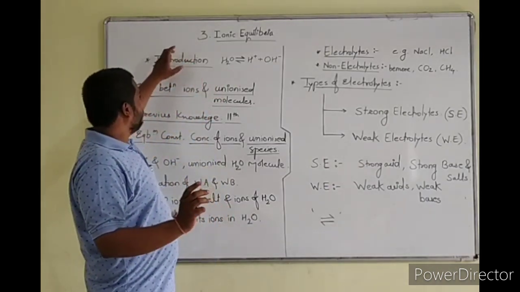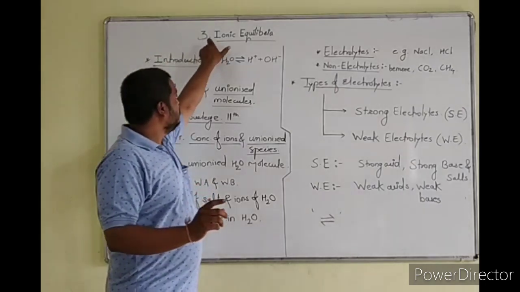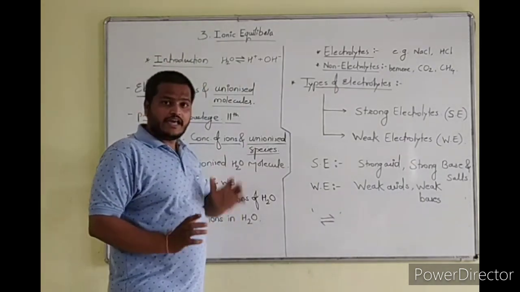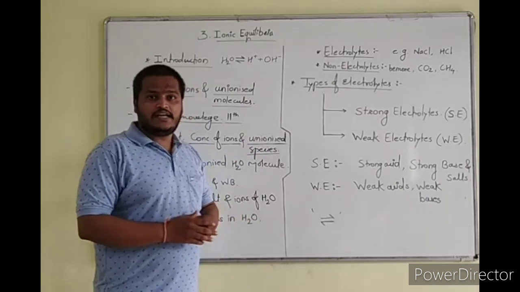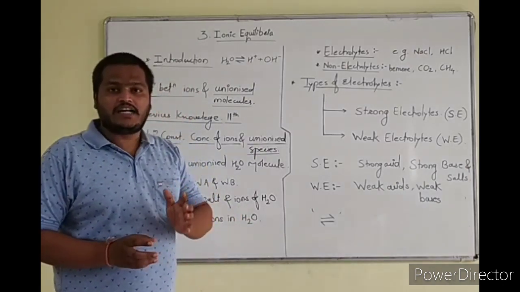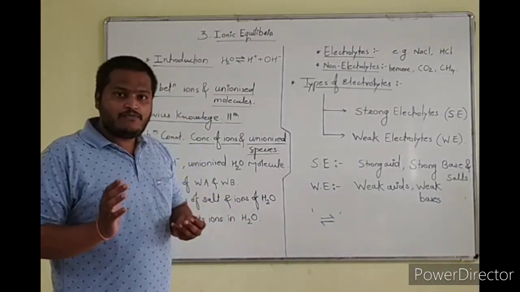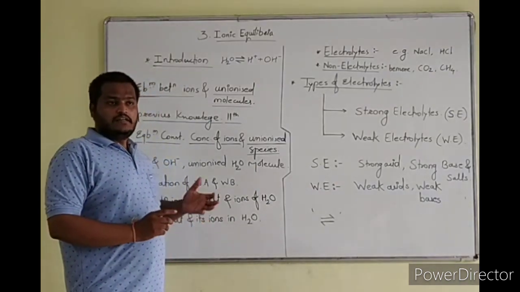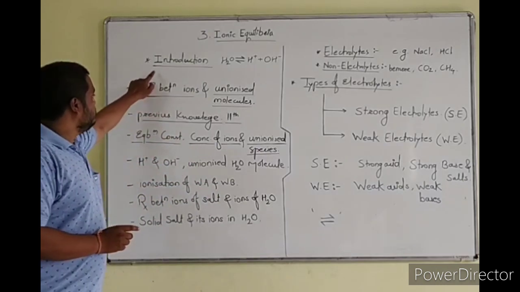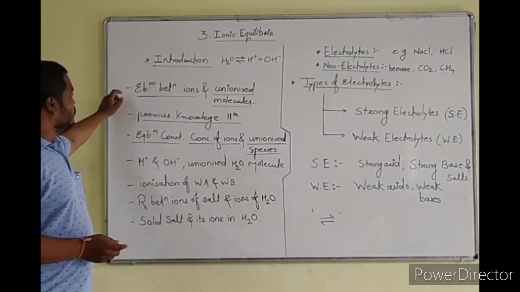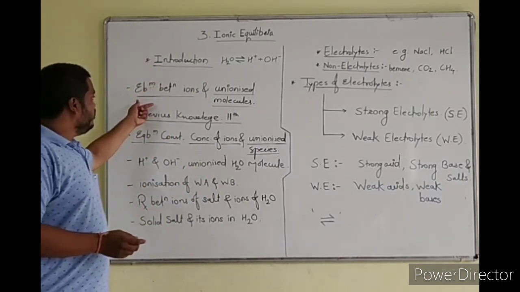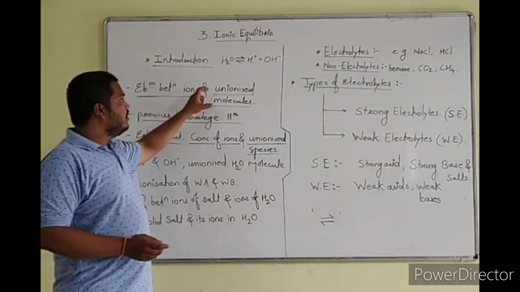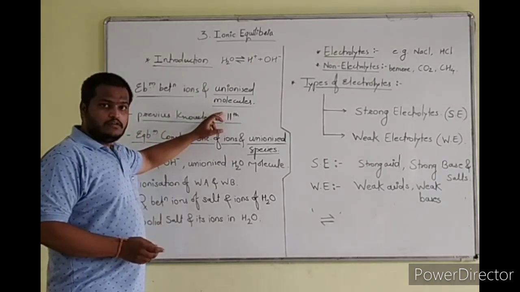And next one is ionic. The word ionic comes from ion. So what is meant by ion? Ions are the charged species. They are formed from molecules or elements. Then the introduction point: in the introduction we have to study equilibrium between ions and unionized molecules.